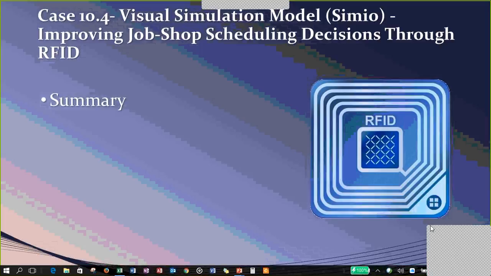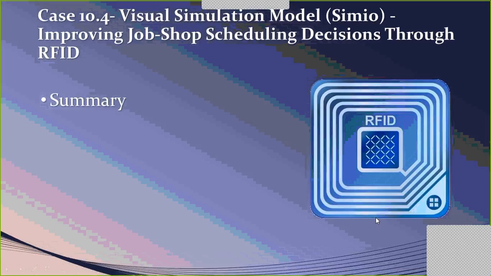The final portion of our presentation is regarding case 10.4, which is a visual simulation model based on improving job shop scheduling decisions through RFID. We actually asked everybody to prepare this case. So I'm going to start off with a high-level summary about what the case is. It's a manufacturing service provider of complex optical and electromechanical components, which is looking to gain efficiencies in its job shop scheduling.